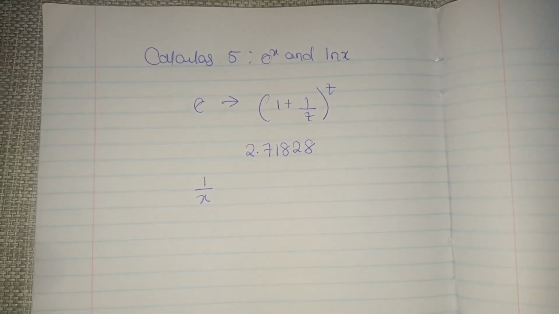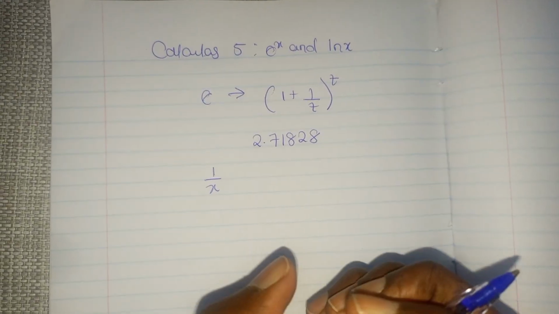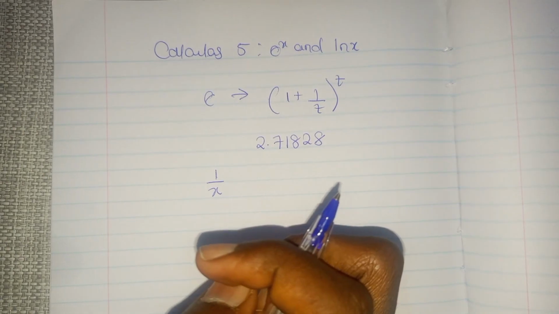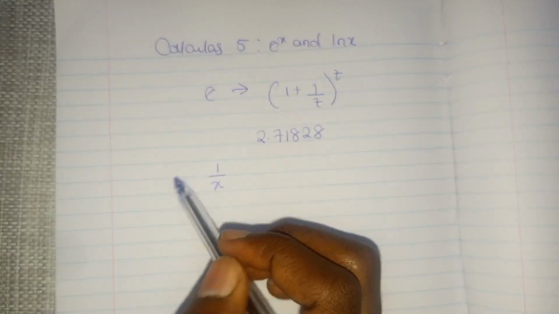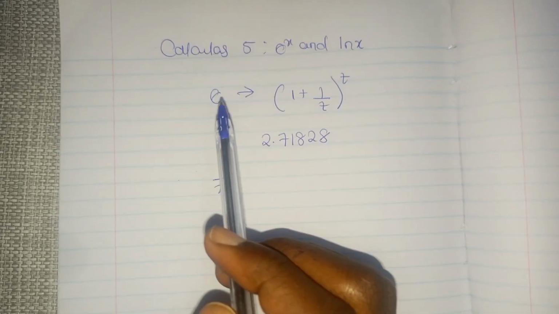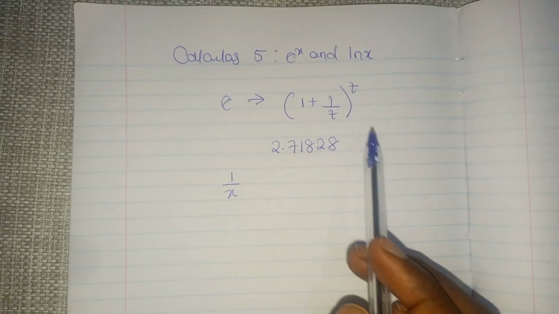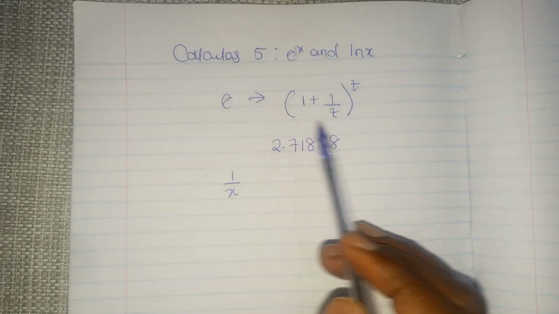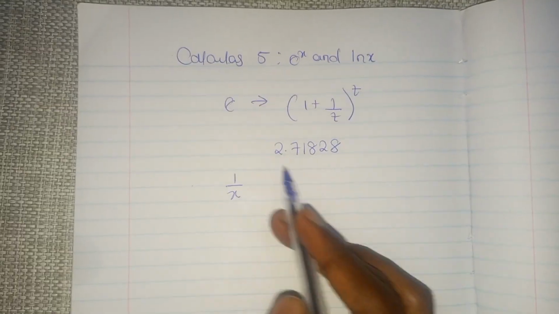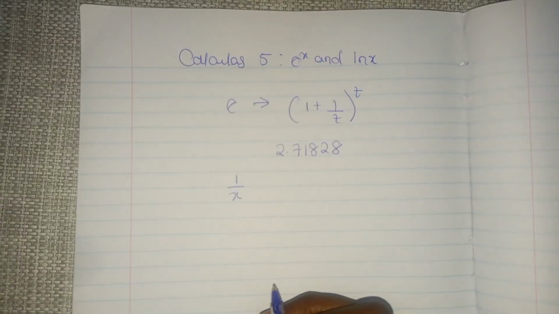So, this calculus deals mostly with a figure which is represented by e and is an irrational number, and e as a function is written like that, and this is about the value that we get.